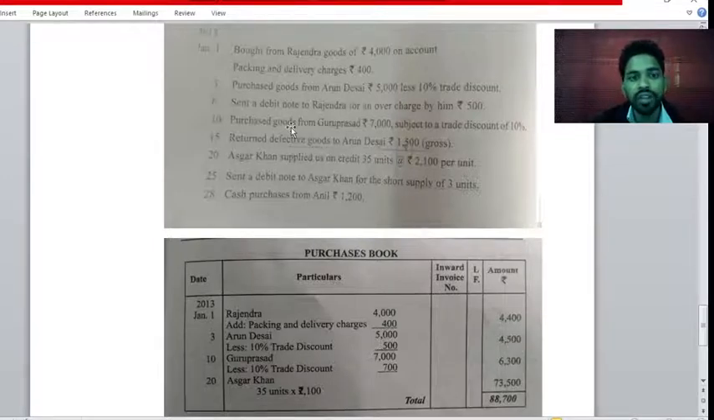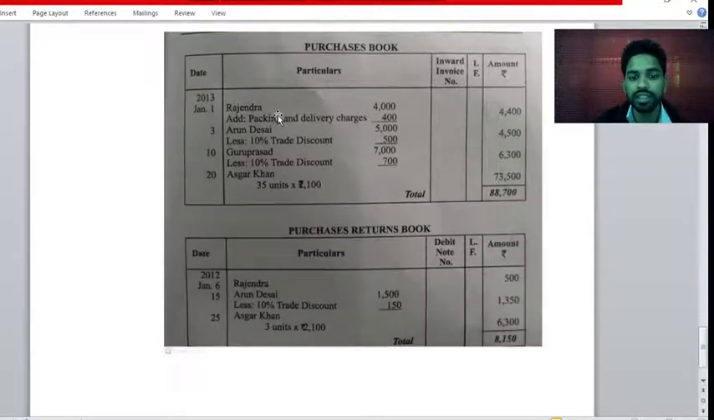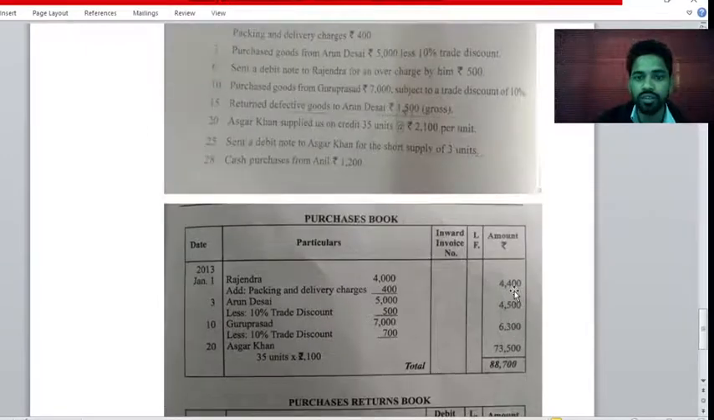Okay, so next, send a debit note to Rajendra for an overcharge by him rupees 500. So this is the debit note, and when we are preparing a debit note it is a purchase return, related to the purchase return book. So on 6th January, Rajendra 500. Okay, so it is allowance claimed.